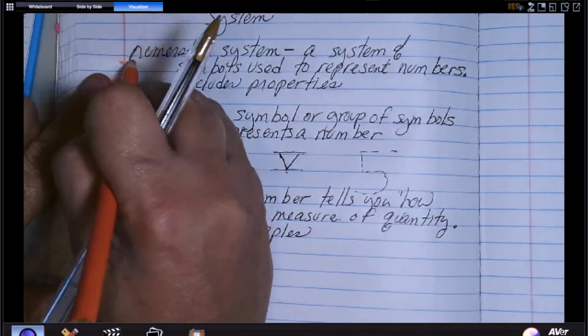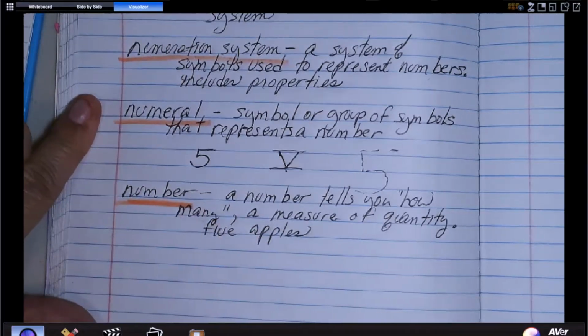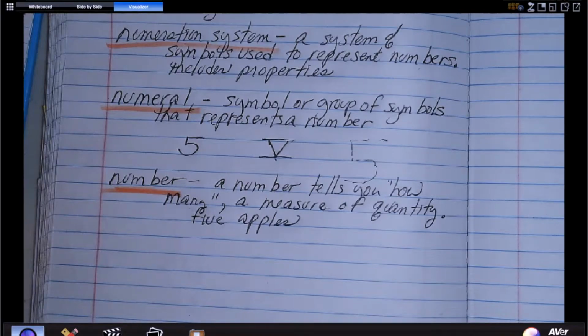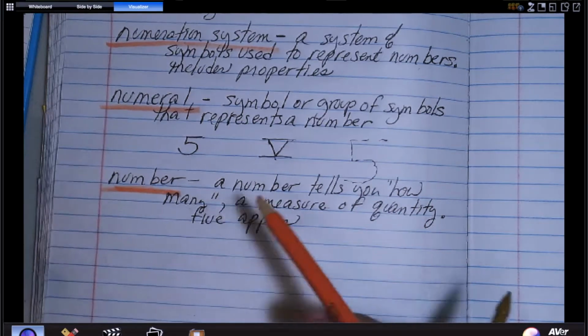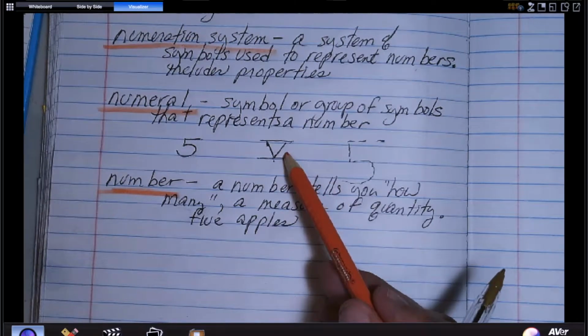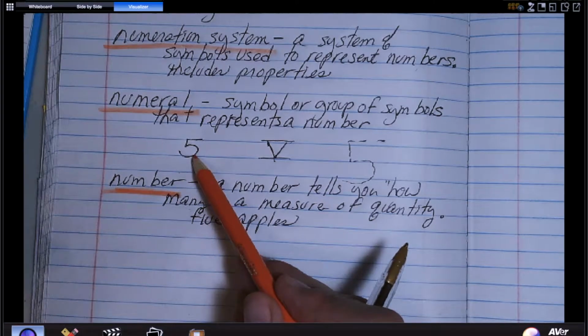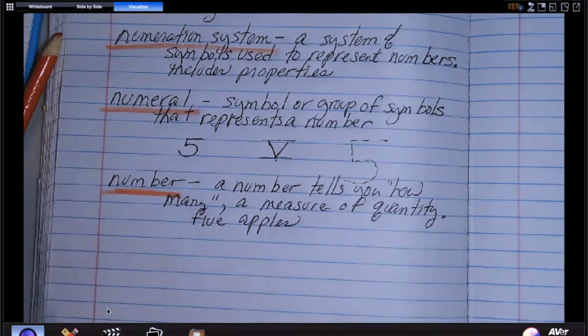So we have numeration system, numeral, and number. So let's repeat that one more time. So the numeral is the symbol, the shape. You're tracing, you're learning how to draw your numerals, right? Here's a Roman numeral 5, and this is the 5, the symbol that we use to represent 5 in the Hindu Arabic numeration system. A number 5, so in a number you're actually counting.